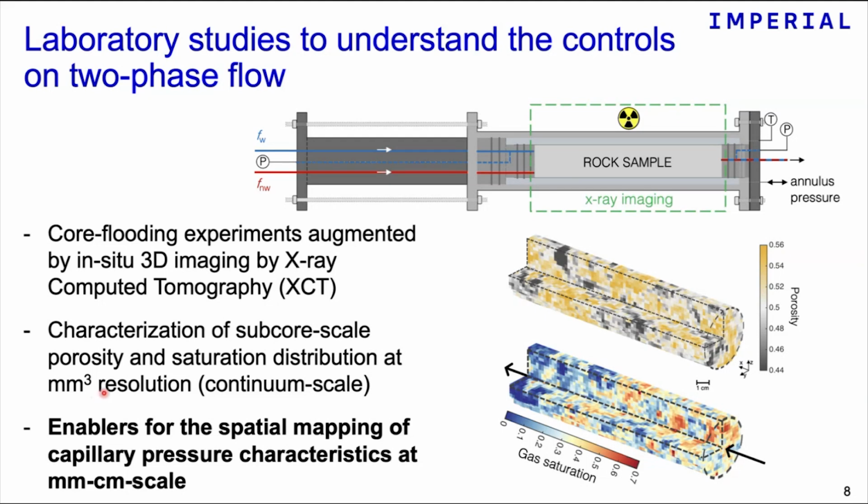But the key message here is that these two properties are the information that you need to be able to characterize or obtain information about the capillary pressure characteristics of the system, which are the ones that I described before, that drive this particular behavior of CO2 migration in the rock.